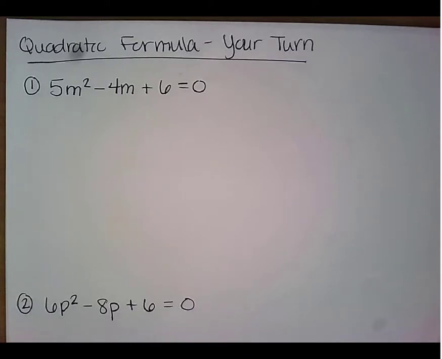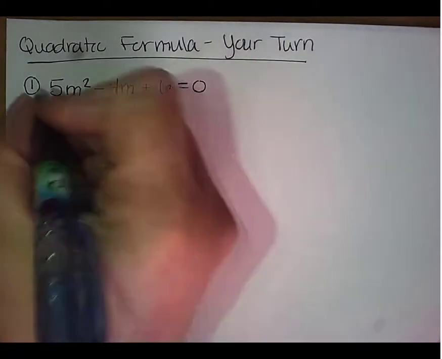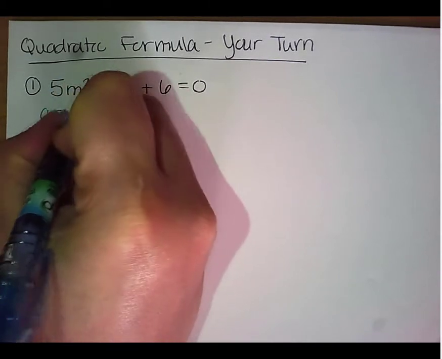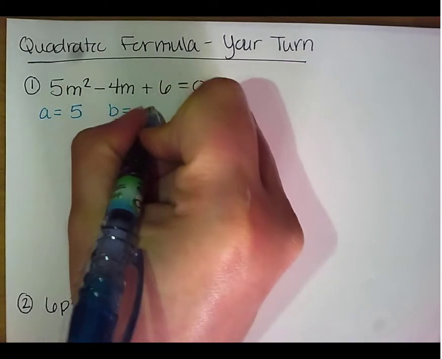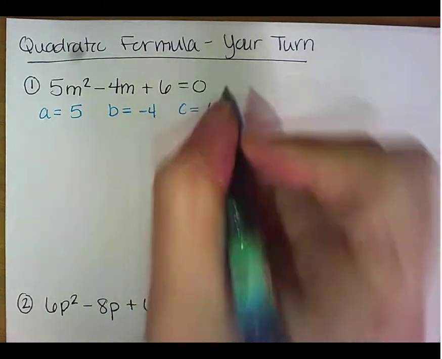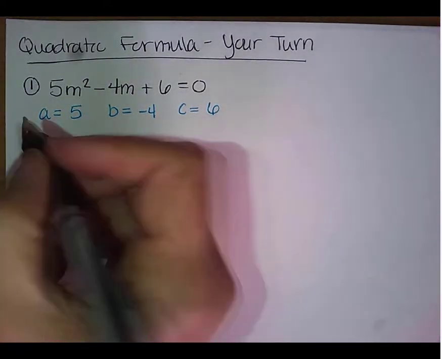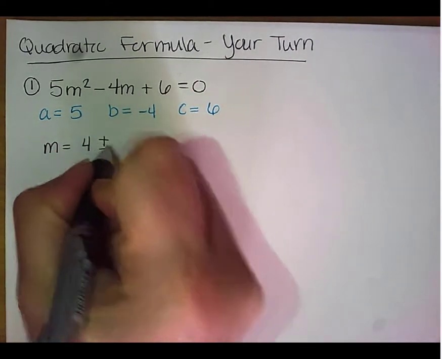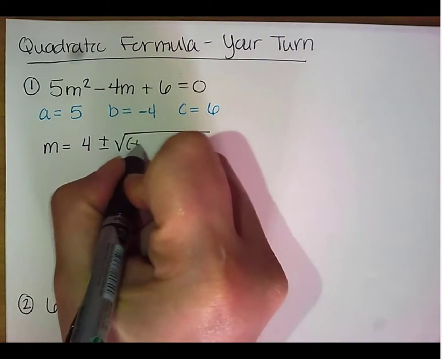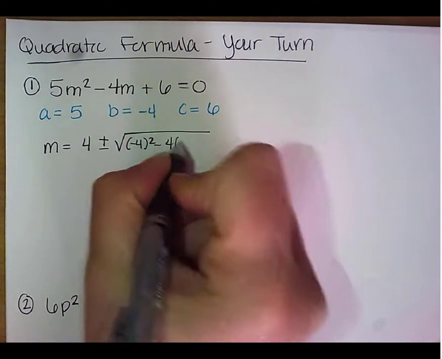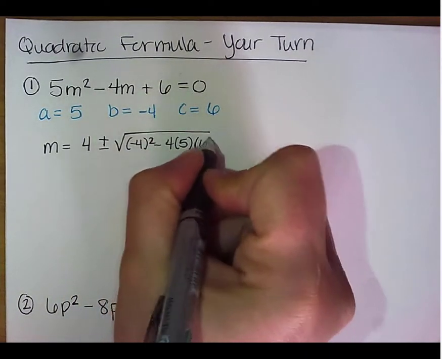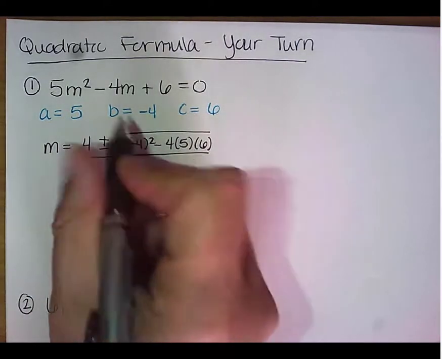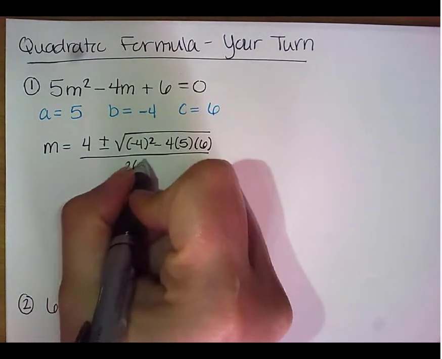So here's a couple problems that hopefully you worked on your own first, and you can just check in your answers. We are going to use our quadratic formula again to solve these. Starting off by picking out our A, which is 5, our B, which is -4, and our C, which is +6. Plugging those into our quadratic formula, M equals 4 plus or minus the square root of -4 squared minus 4 times 5 times 6, all divided by 2 times 5.